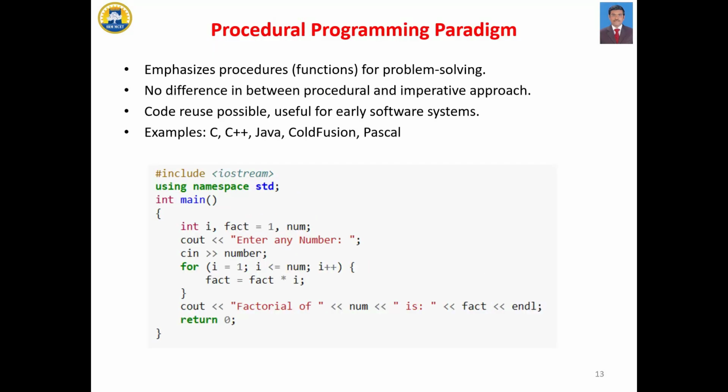Next one is the procedural programming paradigm. It emphasizes procedures, that is functions, for problem solving. There is no difference between the procedural and the imperative approach. In the procedural programming paradigm, code reuse is possible, and it is useful for early software systems. Examples of the procedural programming paradigm are C, C++, Java, ColdFusion, Pascal. The example is given in C programming. That is the factorial program.